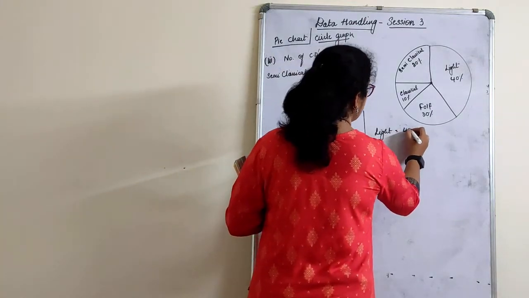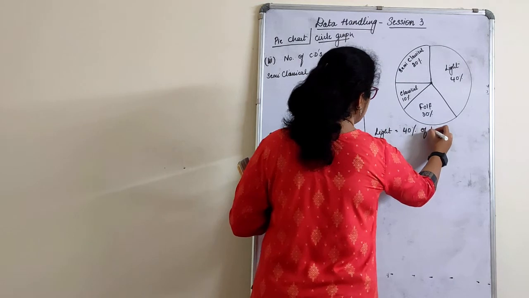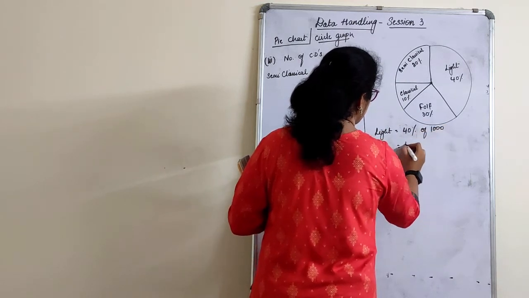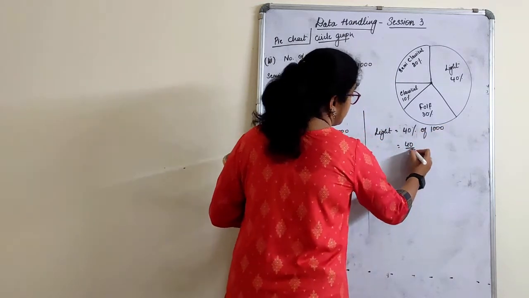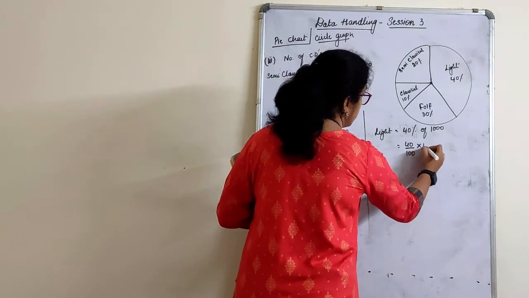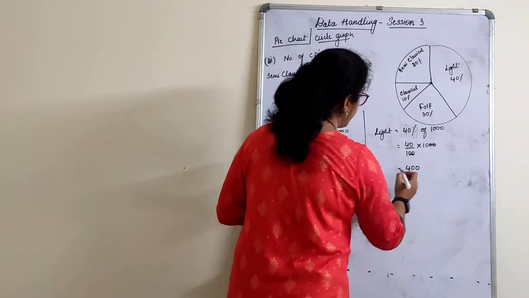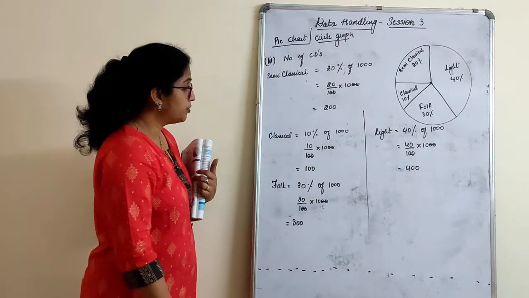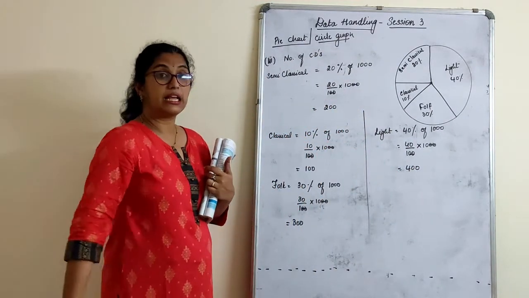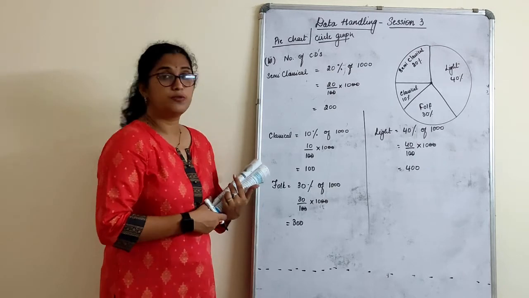How many light music CDs were done? 40% of 1000. And this should be the maximum. 40 by 100 into 1000. So this is 400. Right? 1000 CDs were done. This is what you do.